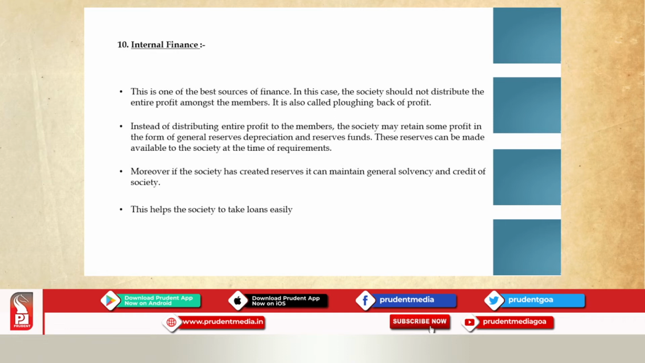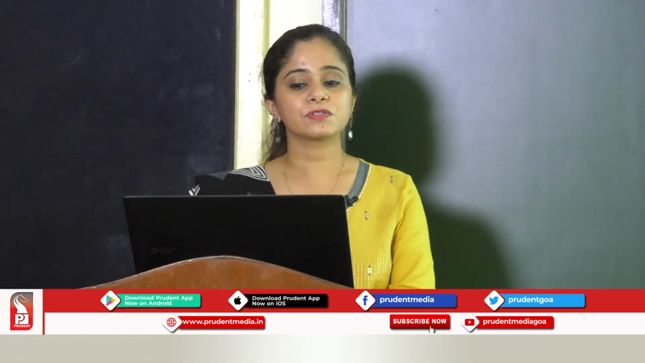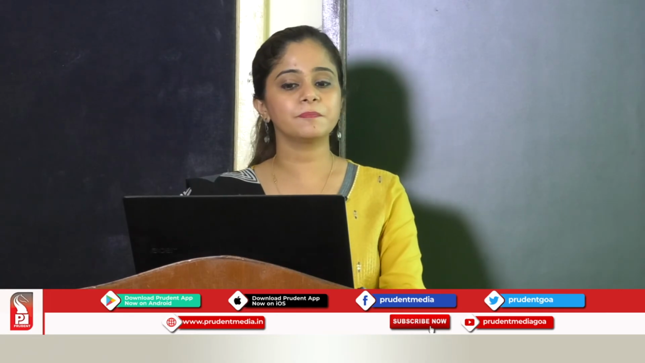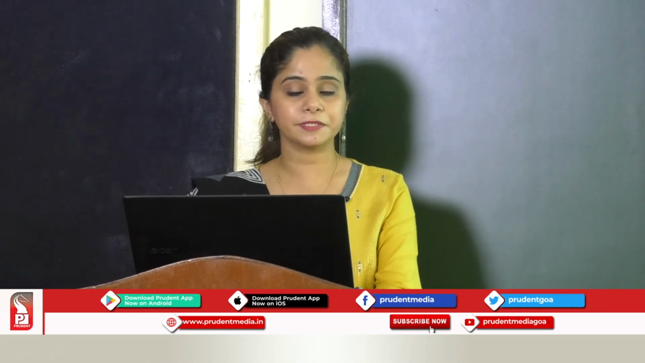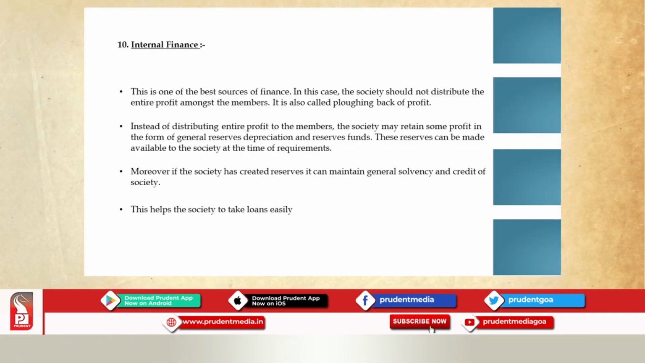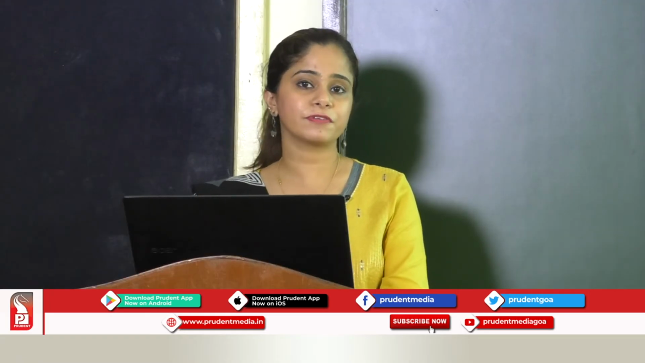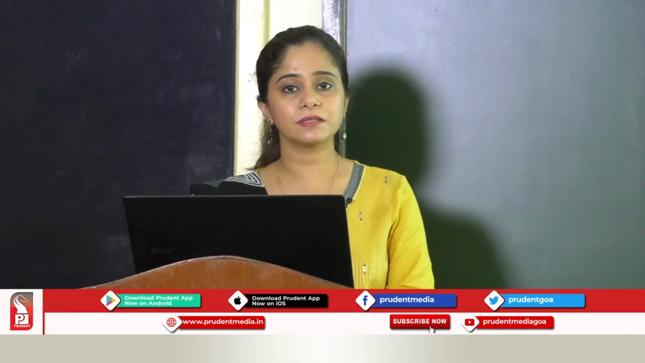When the entire profit is not distributed, it is called plowing back of profit. So here, instead of distributing the entire profit to the members, they retain some profit in the form of general reserves, depreciation and reserve funds. This reserve can be made available to the society at the time of requirement. Moreover, if the society has created reserves, then it can maintain the general solvency and credit of the society. So this will help the society to take loans easily. So it can keep a part of its profit with itself, and whenever it is needed, they can use it.